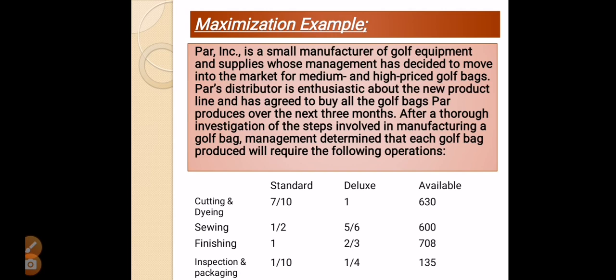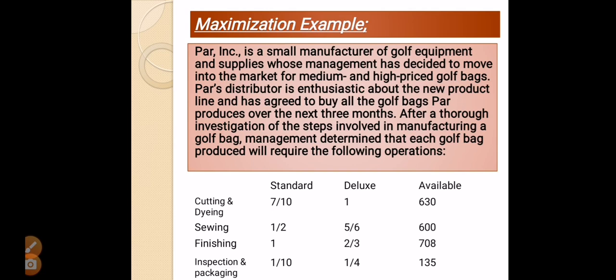Par Incorporated is a small manufacturer of golf equipment and supplies whose management has decided to move into the market for medium and high price golf bags. Par's distributor is enthusiastic about the new product line and has agreed to buy all the golf bags Par produces over the next 3 months.